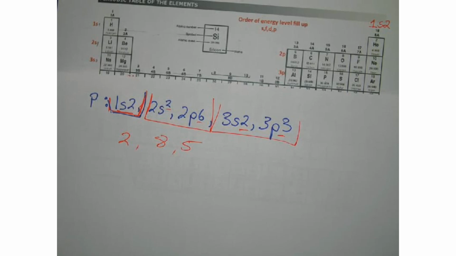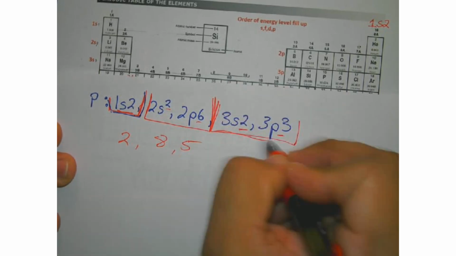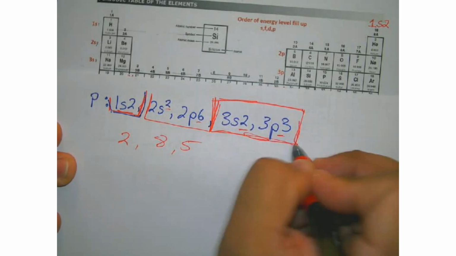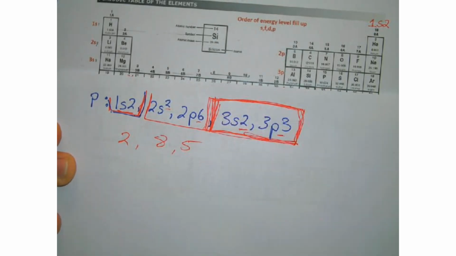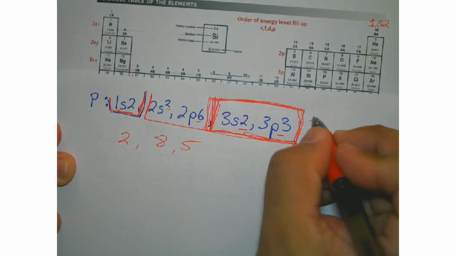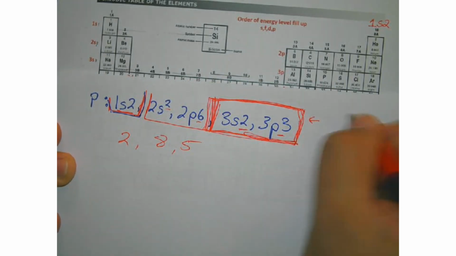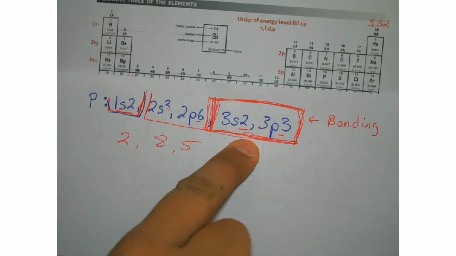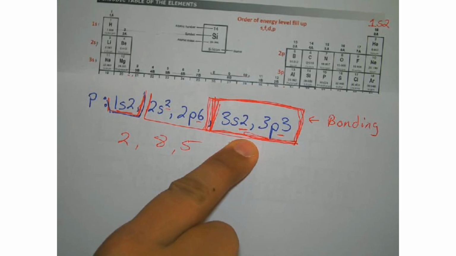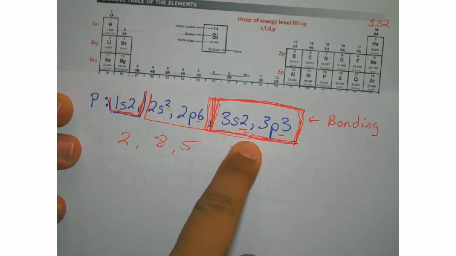Well, the purpose for doing all this is to look for these electrons in the highest energy level. It's the highest energy level that's important here, okay? These highest energy level electrons are responsible for bonding, okay? These are the ones that cause bonding, chemical reactions, and everything. It's these electrons, right?